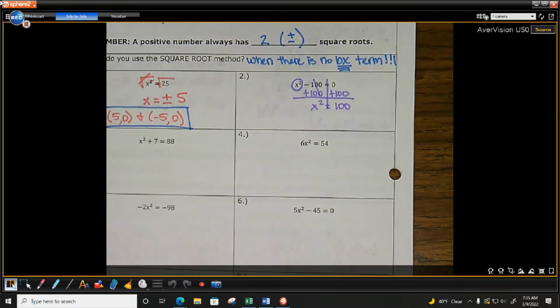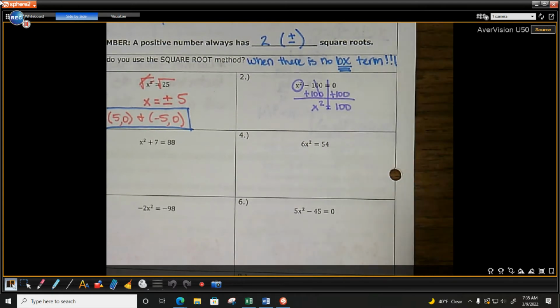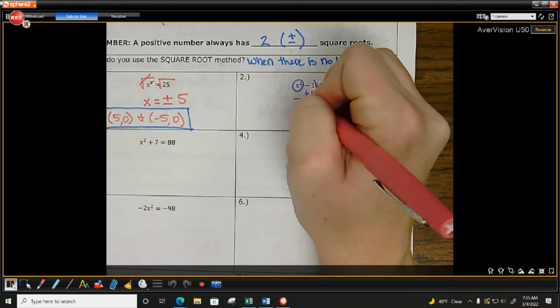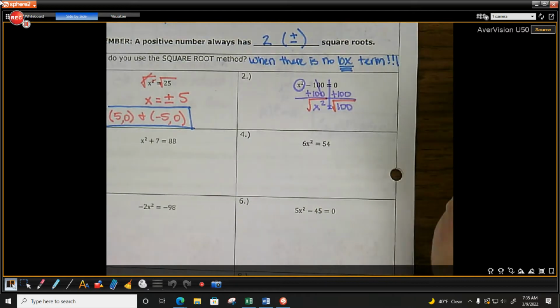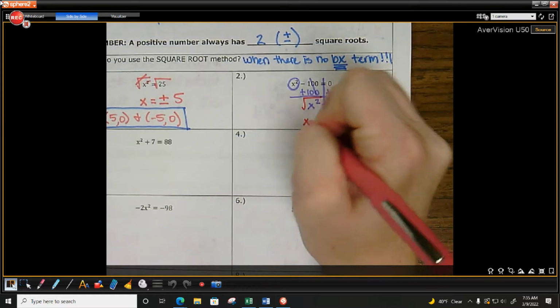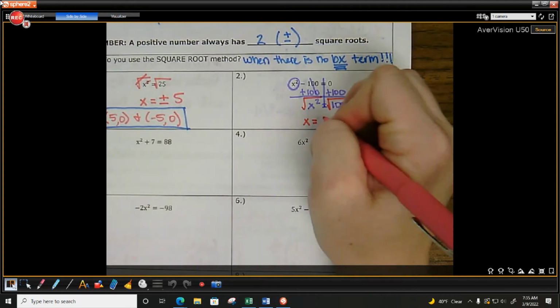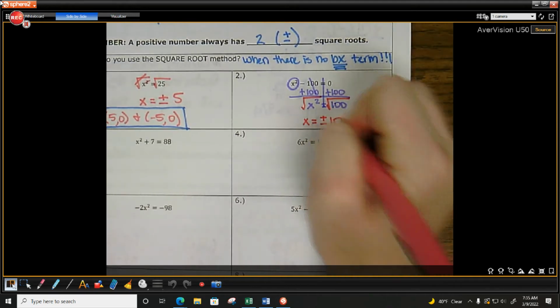Is x squared now by itself? So what do I do on both sides? Square root. Anytime you're trying to get a square off a variable, you square root it. So I get x equals plus minus 10. Don't forget the plus minus 10. We talked about this a little bit last class.